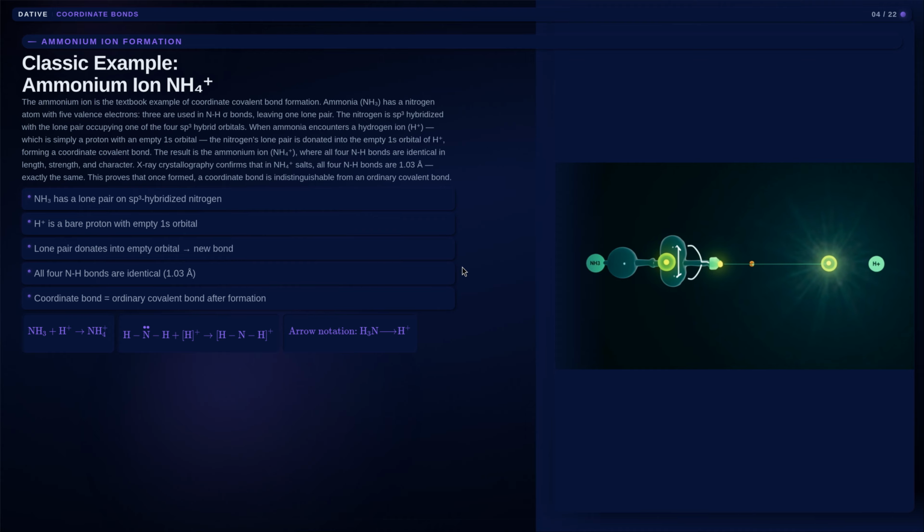The ammonium ion is the classic example of a coordinate bond. Ammonia, NH3, has nitrogen with a lone pair. When it meets a hydrogen ion, the lone pair donates into the empty orbital, forming NH4+. All four N-H bonds are identical at 1.03 angstroms.